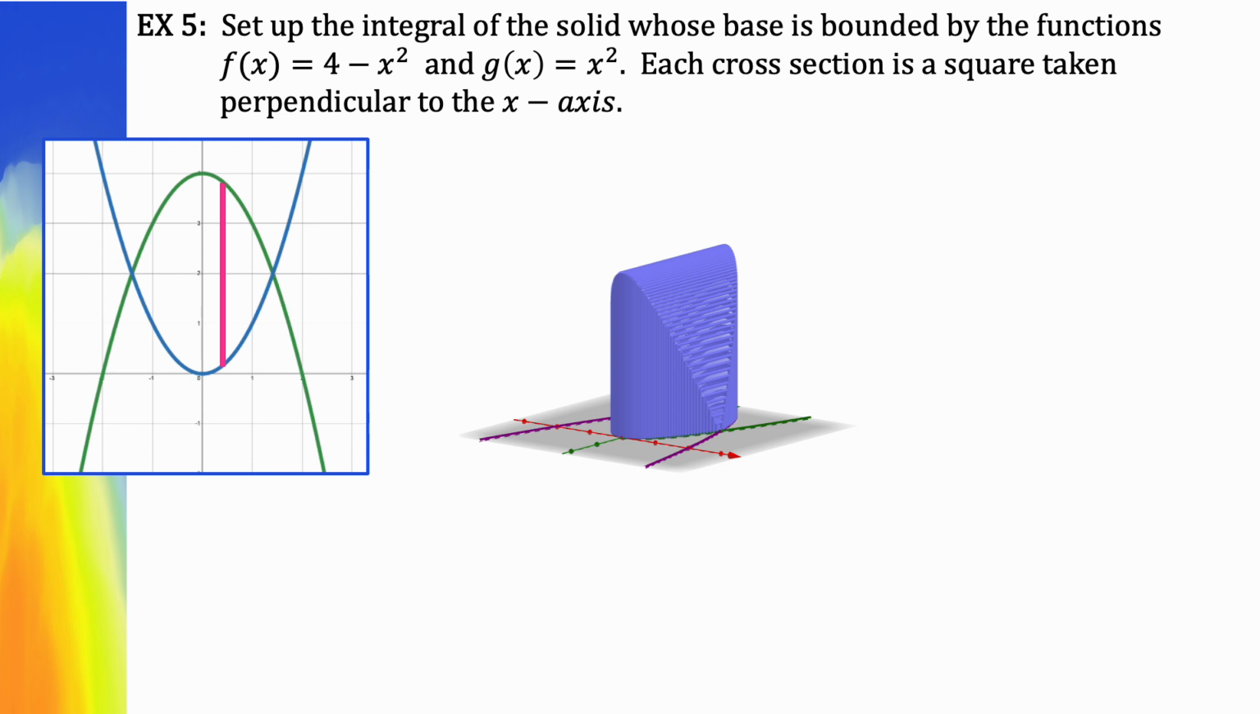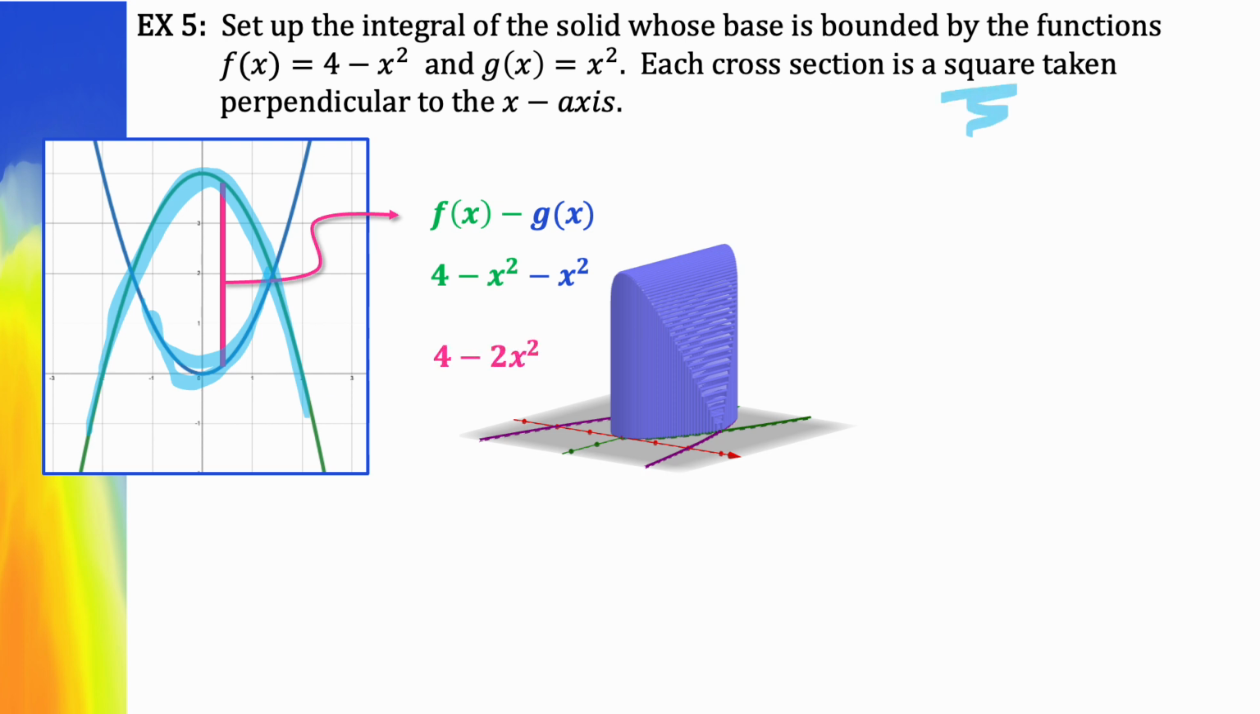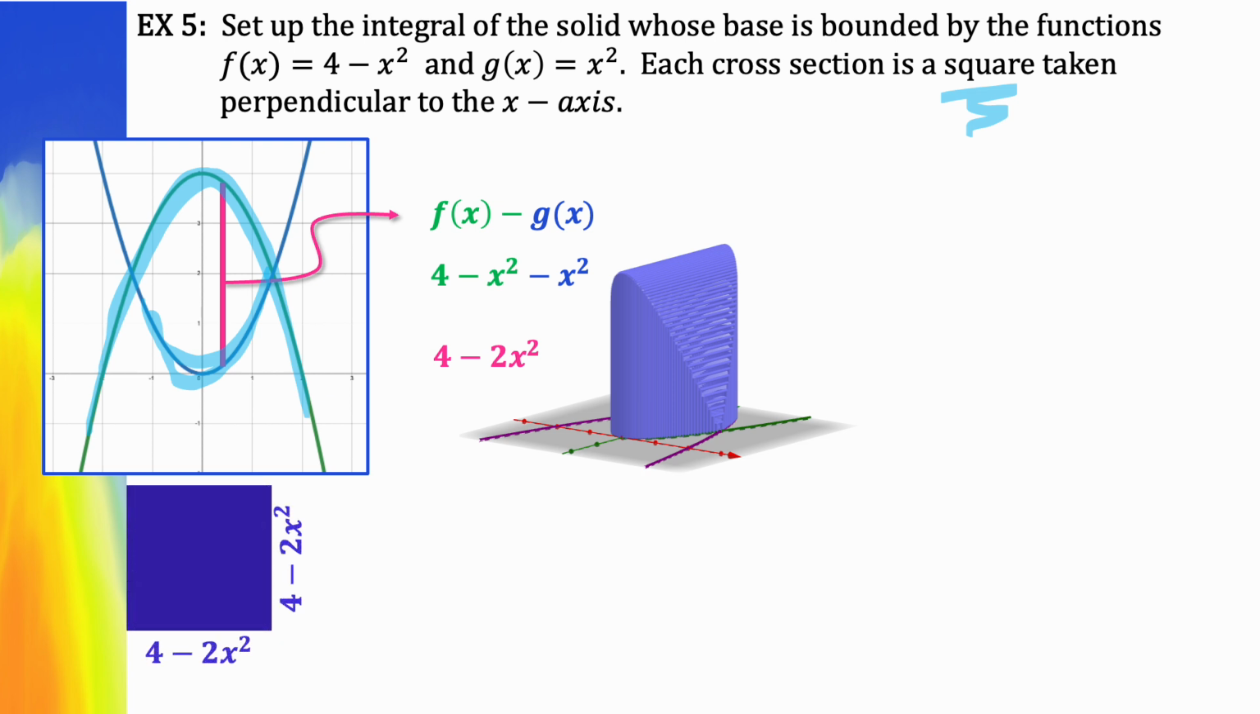Well, let's talk about the cross sections here. Before, the cross section was just the height of the function, but this time it doesn't go all the way to the x-axis. It stops when it hits the other function. So we have to take the top function and subtract the bottom function from it. So 4 minus x squared minus x squared, 4 minus 2x squared. The cross sections are squares. That's nice. So we'll just take the area of that square, 4 minus 2x squared, squared.